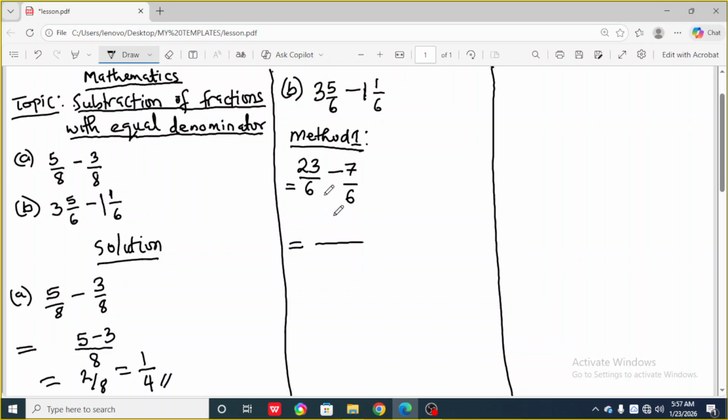When the denominators are the same, you pick one to represent both. Then you write 23. Then since we have minus between them, minus 7. So that will give us 23 minus 7. That will give us 16/6. 16 over 6. We can reduce this to its lowest term.